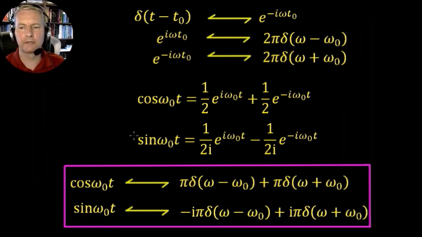Now you can do the same thing with the second identity here, the sine omega naught t. If we note that division by i is equivalent to multiplying by minus i, you work through a little bit of maths there, and you get that the Fourier transform of sine omega naught t is given by minus i pi delta omega minus omega naught plus i pi delta omega plus omega naught. We get that plus term because the i comes up and it becomes a minus, so the two minuses cancel out. So these are our little transform pairs that we've been looking to work out.